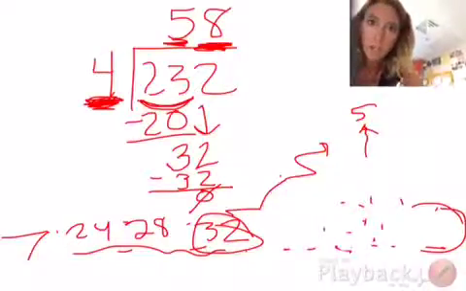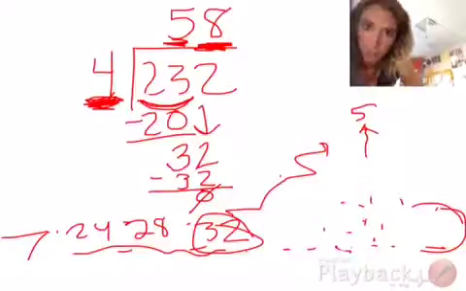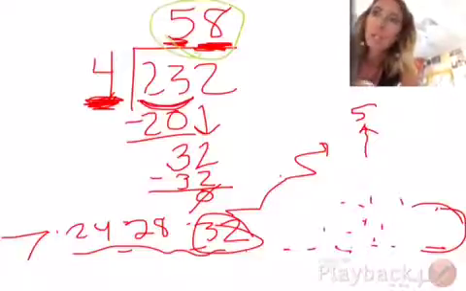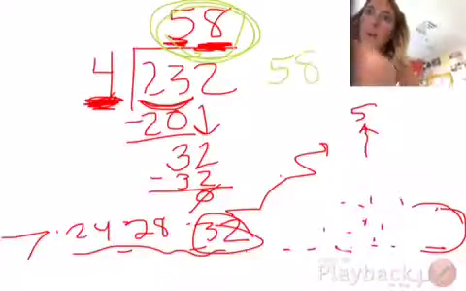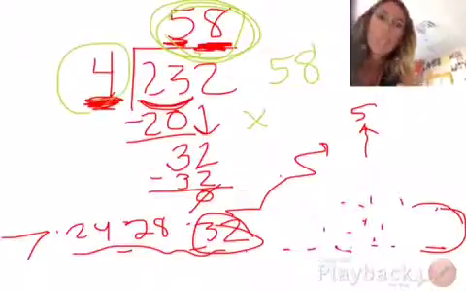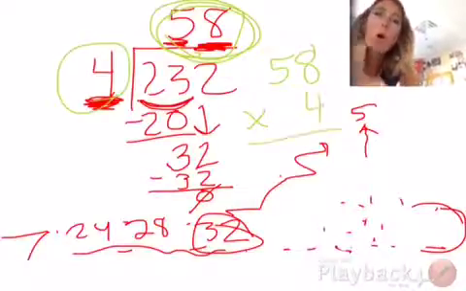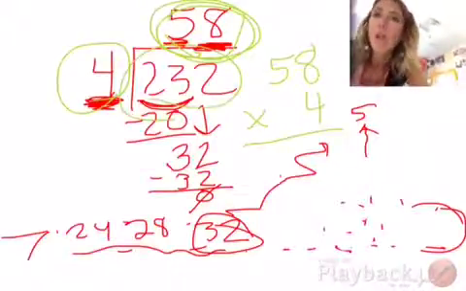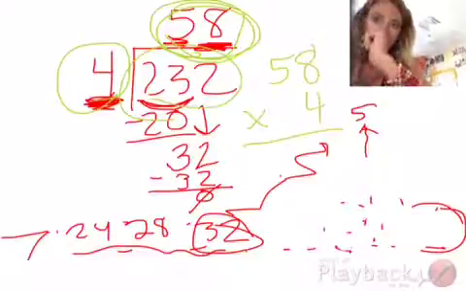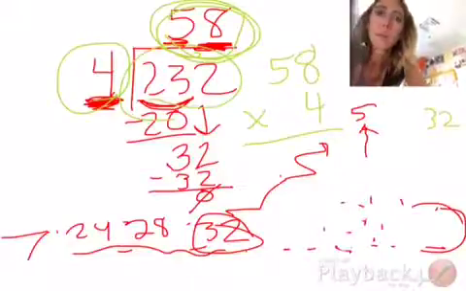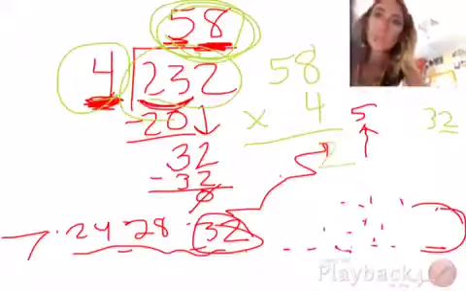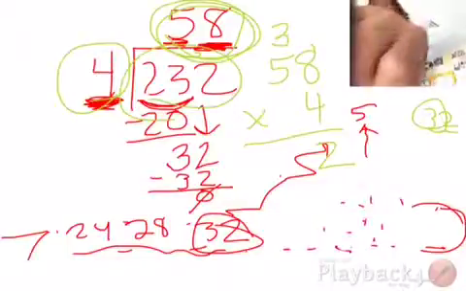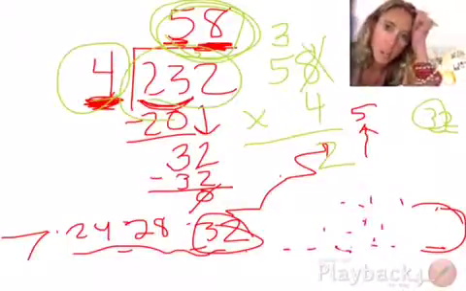Okay, so now we're going to check our work by doing the inverse of dividing, which is multiplying. So we're going to take our answer, our quotient, 58, and we're going to multiply it by our divisor of 4 and hope, fingers crossed, that you get 232. So I have 8 times 4, which is 32. So I'm going to put down the ones digit, the 2, and I'm going to carry the 3 tens to the tens place.